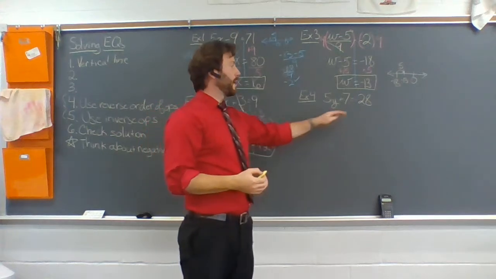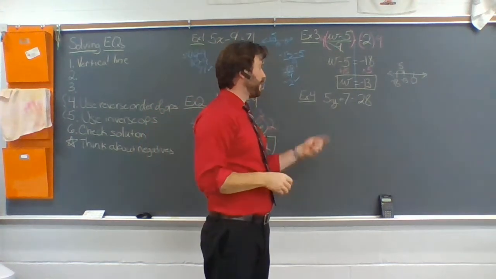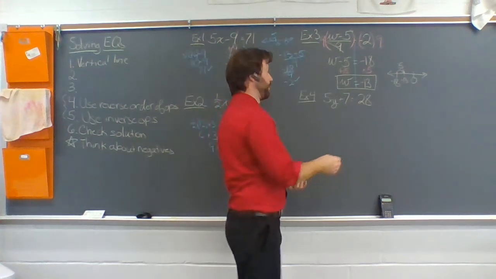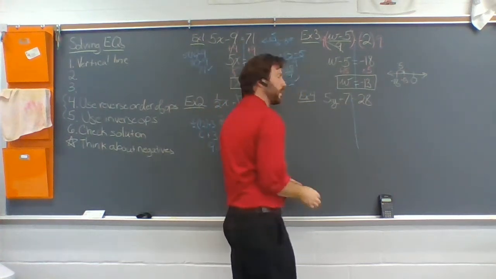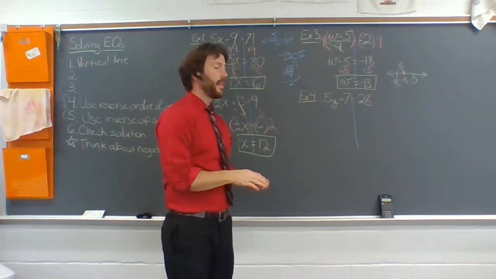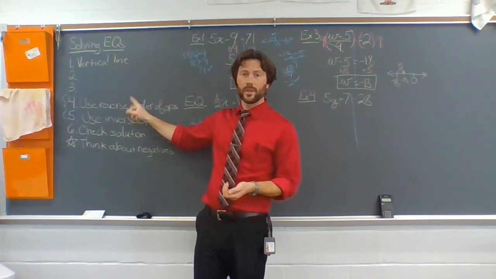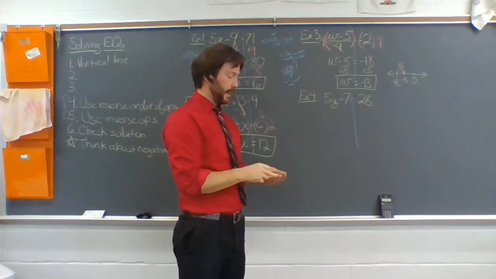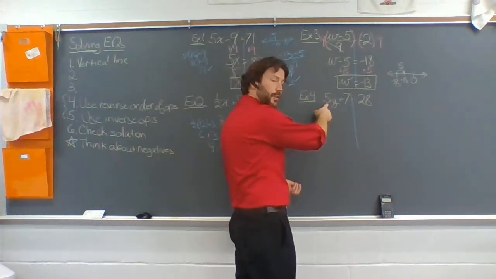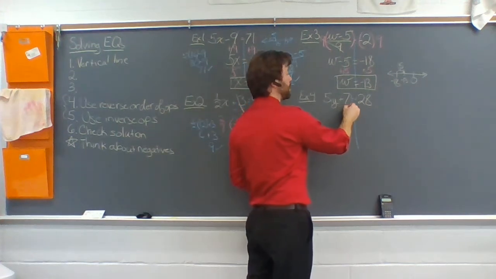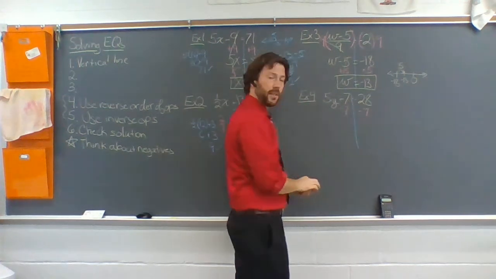Okay, one more that we can take a look at. I've got 5y plus 7 equals negative 28. So the first thing we'll do is draw that vertical line, and then we'll use inverse operations in reverse order of operations to get that y all by itself. So they're multiplying by 5, and then they're adding 7. The opposite would be to subtract 7 from each side.